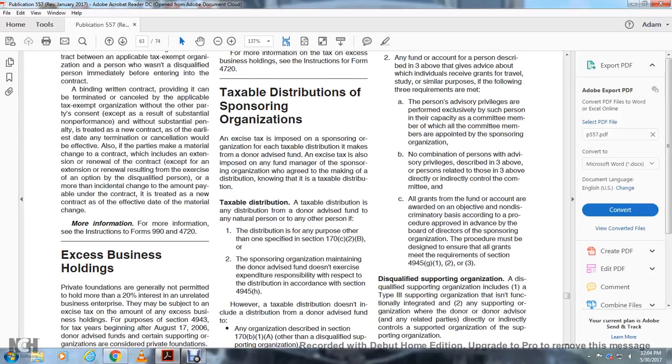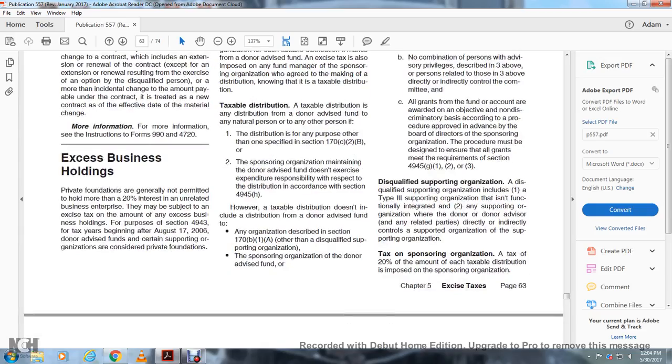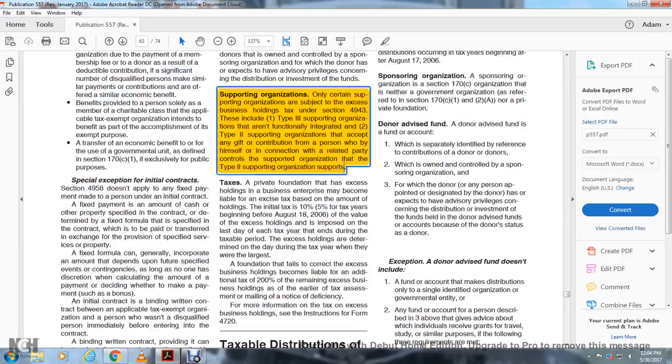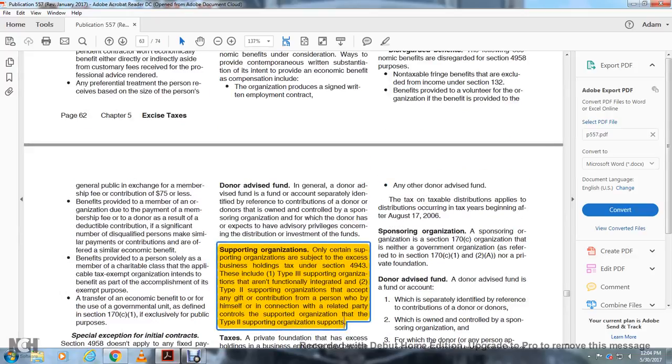Taxable distribution. A taxable distribution is any distribution from a donor advised fund to any natural person, or to any other person if the distribution is for a purpose other than one specified in section 170(c)(2)(B), or if the sponsoring organization does not exercise expenditure responsibility with respect to the distribution in accordance with section 4945(h). However, a taxable distribution does not include a distribution from a donor advised fund to an organization described in section 170(b)(1)(A) other than a disqualified supporting organization. The taxable distribution rules apply to distributions occurring in tax years beginning after August 17, 2006.